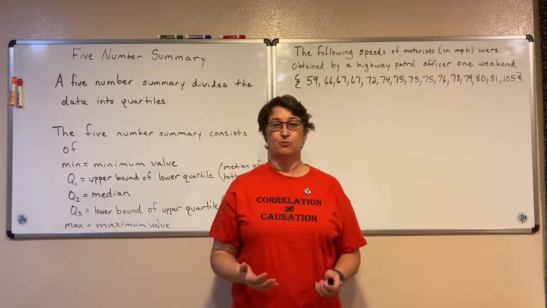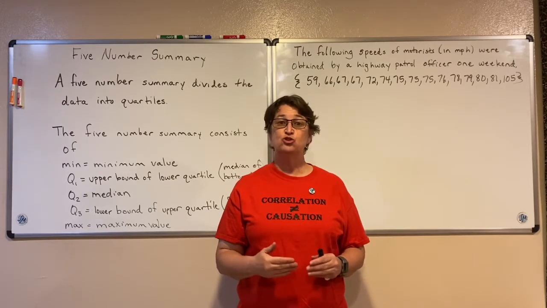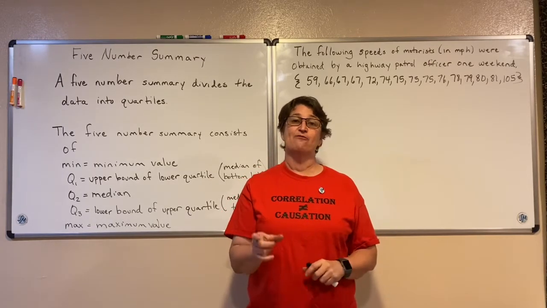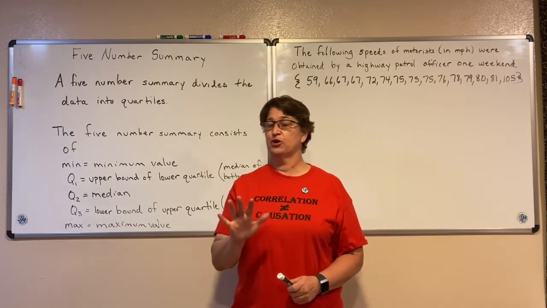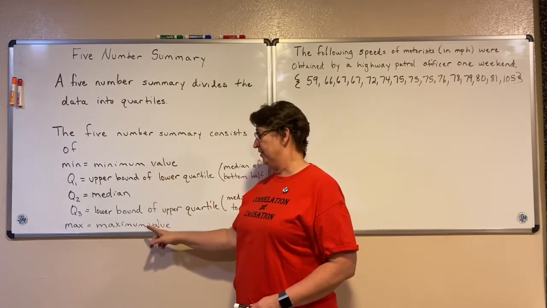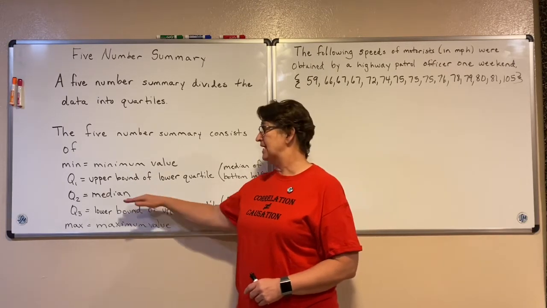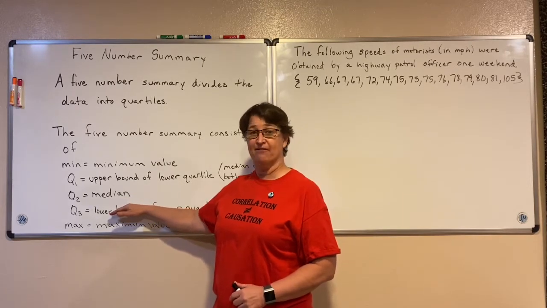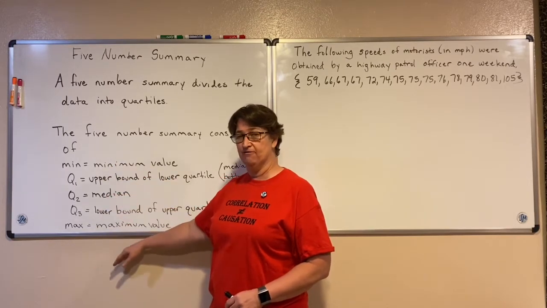The 5-number summary are just the 5 numbers that we use in a data set that divides that data set into quartiles, or you can think of it as into fourths, so that we have 4 even parts in our data set. And the 5-number summary includes the minimum value of the data set and the maximum value of the data set. Then we're going to find the median of our data set, so that we're splitting the data in half. 50% will be below the median and 50% will be above the median.